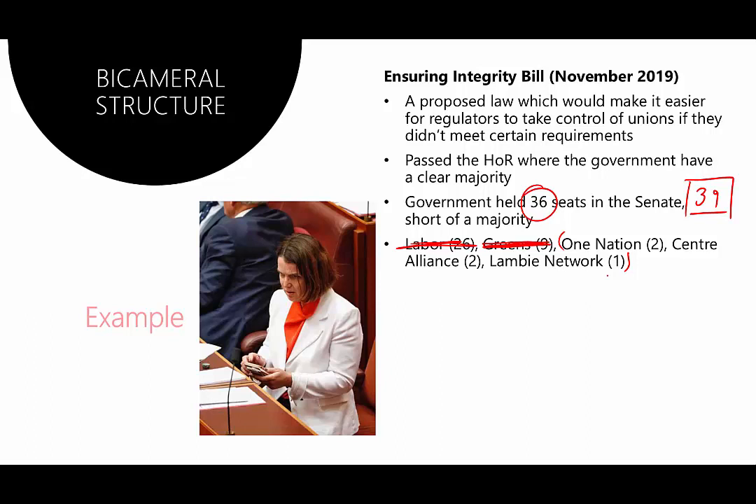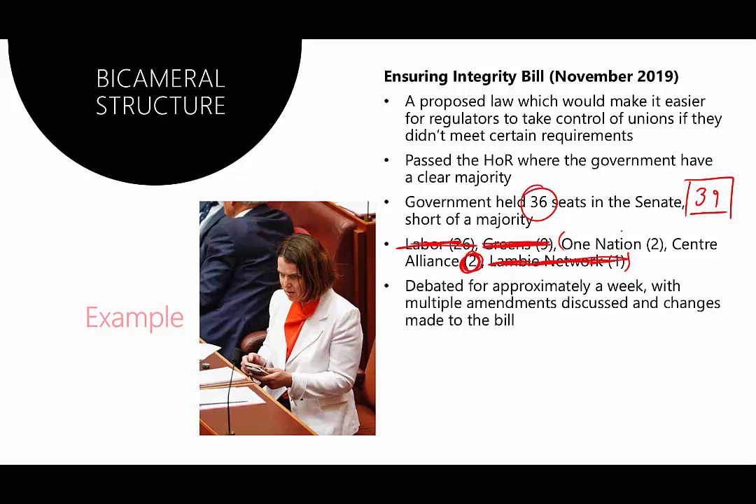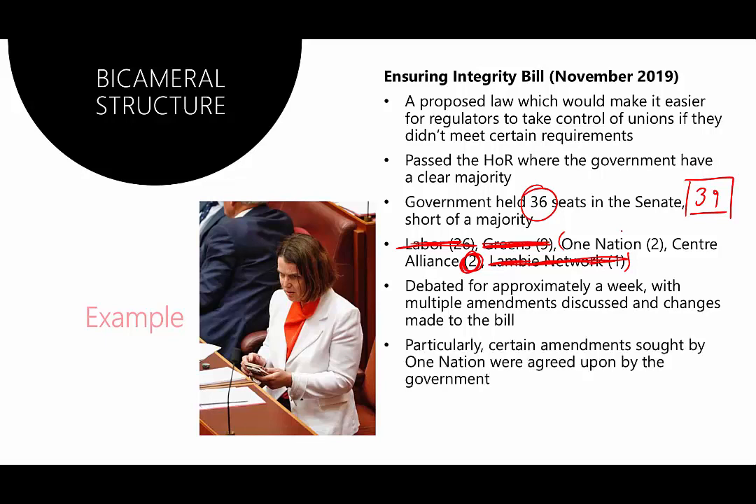So in this instance, the government got these 2 votes, so they got to 38, so they needed 1 more. And Jackie Lambie said no. So they were relying on One Nation. So what ended up happening was this proposed law spent a week in the Senate. And in that time, they discussed lots of different amendments and little changes to it. It would then get passed back to the House of Representatives to pass again in the same format. But they made lots of changes.